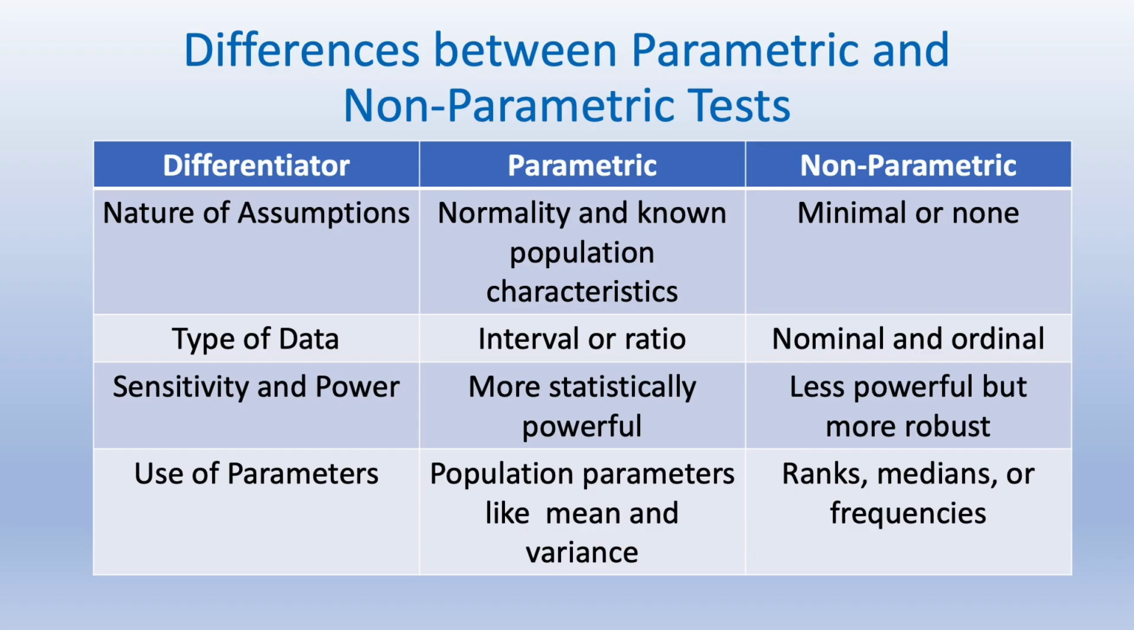Parametric tests involve population parameters such as mean and variance. Non-parametric tests rely on ranks, medians, or frequencies. Choosing the correct category of test directly affects the validity of research findings.